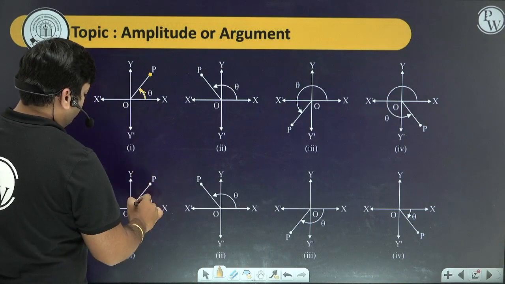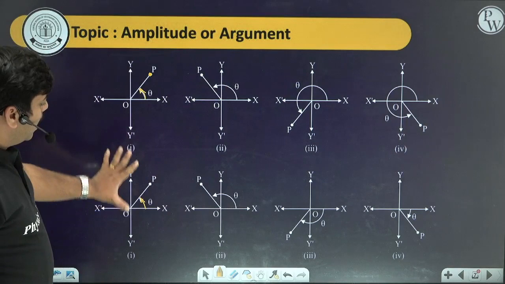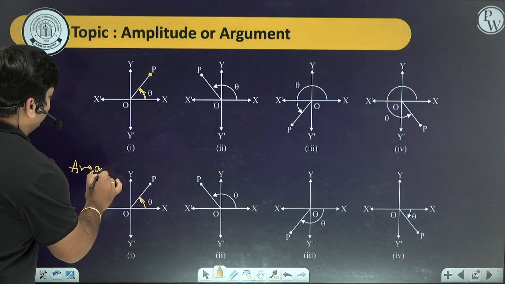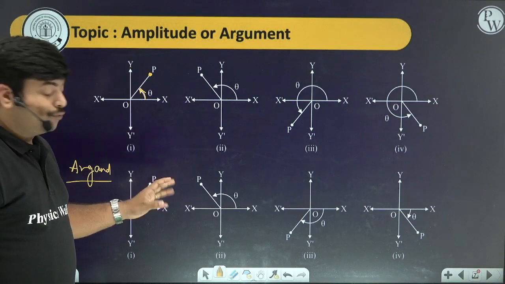Let us think this is Cartesian geometry, and this is for the Argand plane. I'll tell you what the difference between these two is. First, when the point is in the first quadrant, there is no change. Whatever theta we have, the same theta we'll be considering.